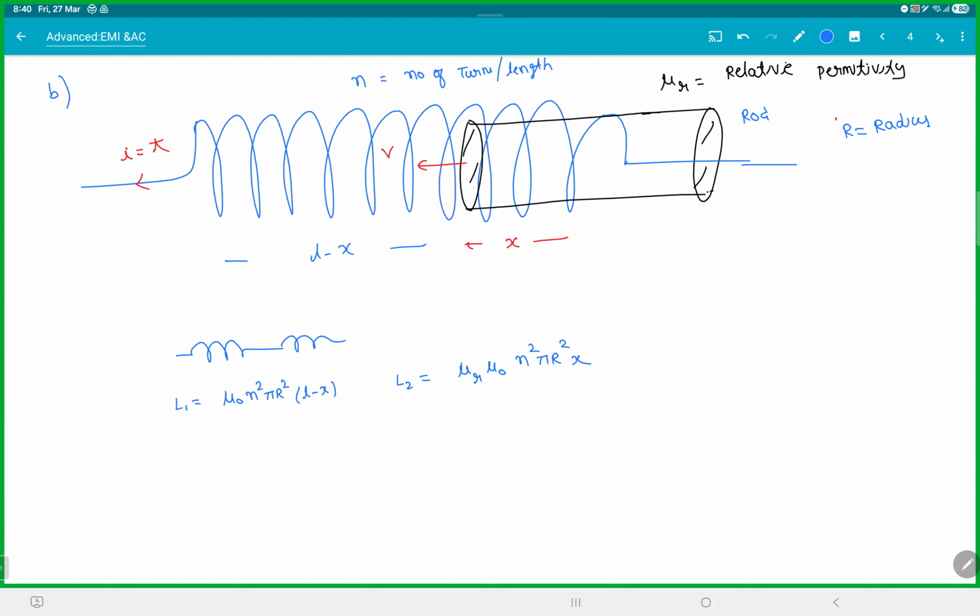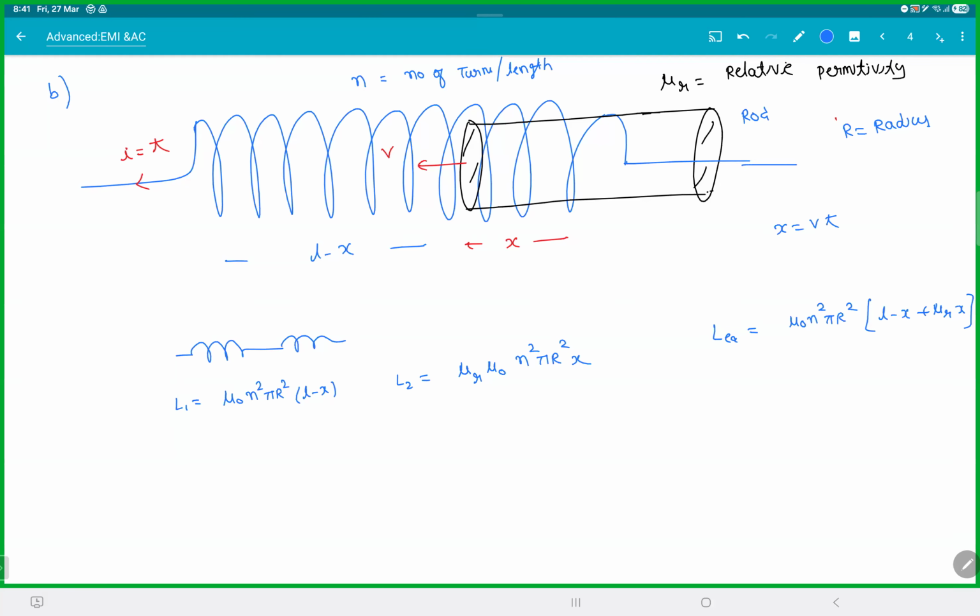That is the self-inductance of a solenoid, mu naught n square pi r square L. So you should know your results. So L equivalent will be, add them up, L1 plus L2: mu naught n square pi r square times L minus X plus mu relative into X. That's your self-inductance as a function of X. X is equal to vt.